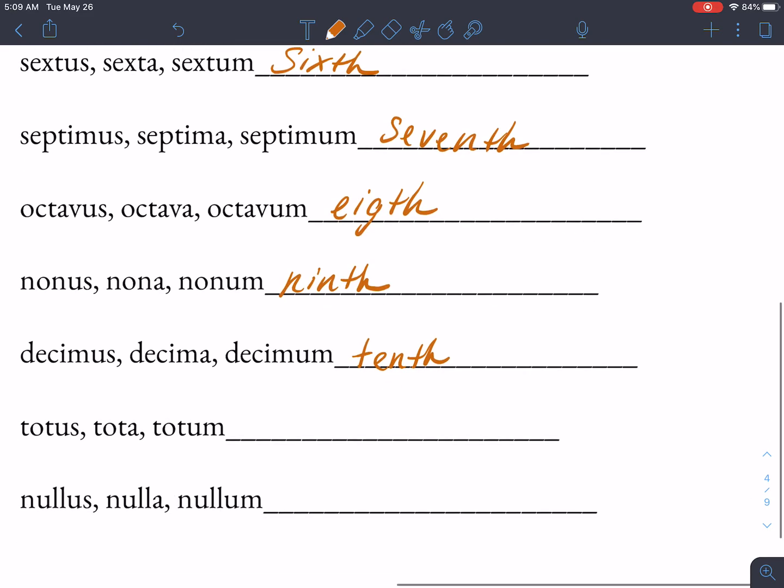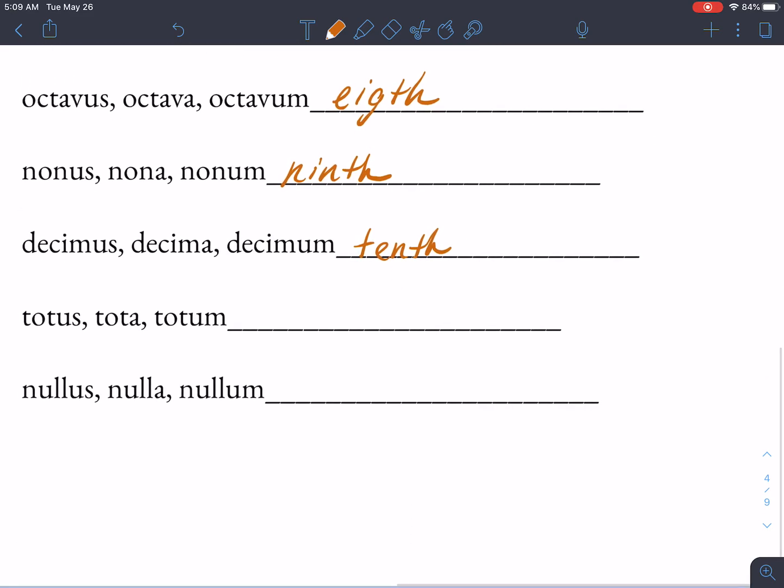Alright, now these last two I kind of included because they're similar. Please repeat. Totus, tota, totum. Again, totus, tota, totum. Alright, that's where we get our word total from. This means whole or entire.